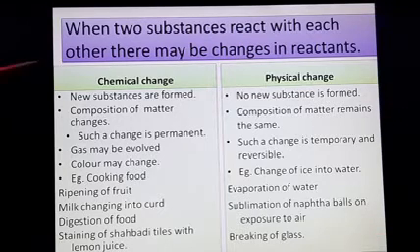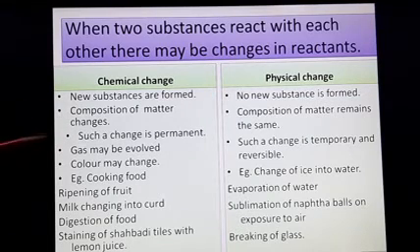At the same time, a chemical change is a change when new substances are formed. For example, ripening of fruit. There are chemical changes that take place, and we cannot reverse them, we cannot make a ripe fruit raw again. Same way cooking of food. Once the food is cooked, we cannot make it raw again. So new substances are formed, the composition of the matter changes, and such changes are permanent.